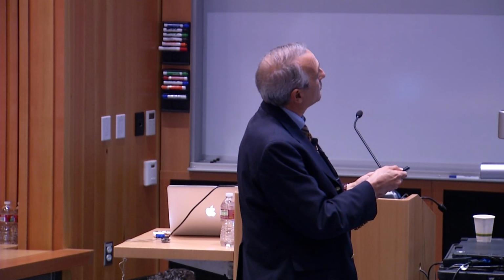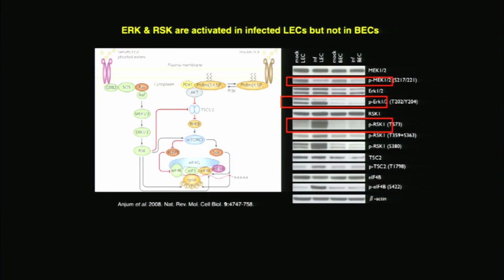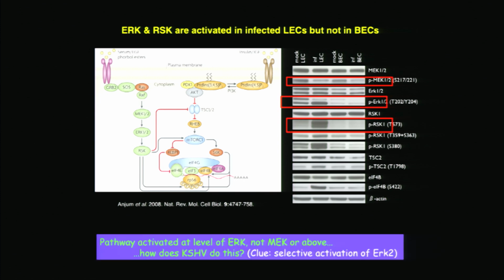But I also want to point out one other thing, which is that ERK has two isoforms, 1 and 2, and only ERK2 is activated in the context of infected lymphatic endothelia. And none of this, of course, is going on in the blood endothelial lineage. All right. So how does KSHV do this?